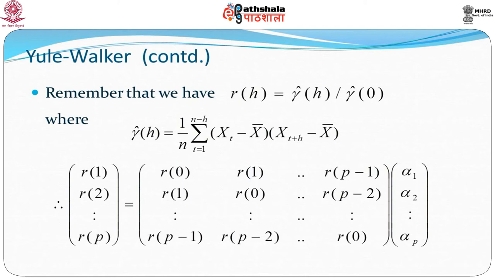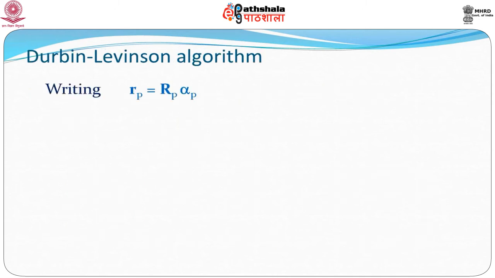And if you look at the p equations, you can put them in a matrix form. On the left hand side you have these p equations put in r1, r2, rp, and the right hand side you have a matrix multiplied by the vector of the parameters. How do you solve for this? Let's call the left hand side vector small rp, the matrix capital Rp, and the parameter vector alpha p. I am using p for alpha as well because it denotes the order of the process. In that case, you can estimate alpha p as Rp inverse times small rp.